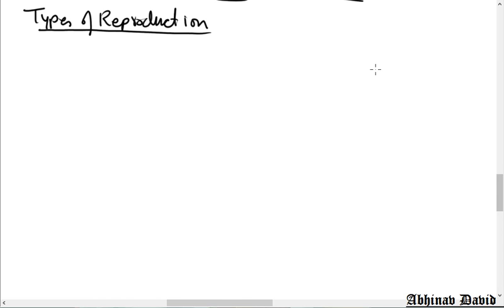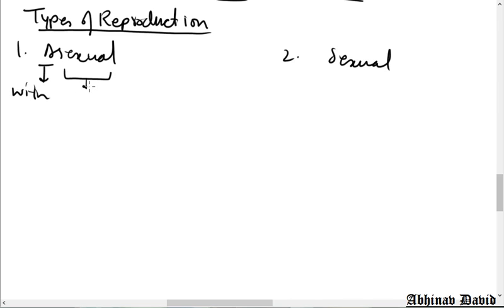Now today we are going to study the types of reproduction. How many types of reproduction have you studied in your lower classes? We have generally studied two types. One is asexual and the second one is sexual mode of reproduction. A means without, so asexual means without sex. Sexual means sex is involved, two different sexes, male and female.